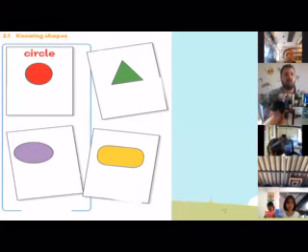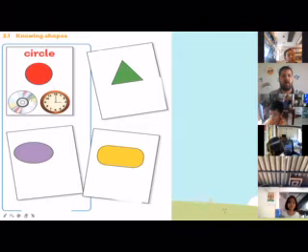So let's have a look. So over here we have a CD and a clock. So CD and a clock. Our next shape is an oval.